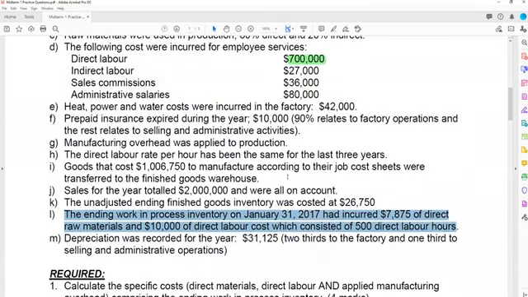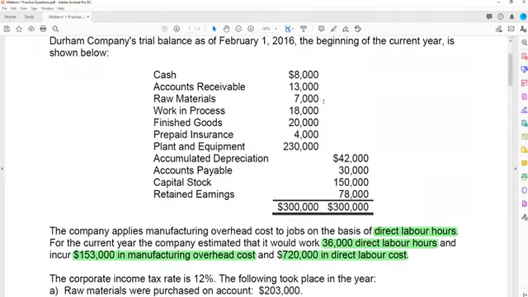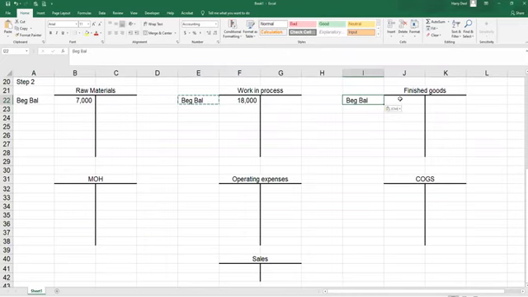Now, the inventory accounts had beginning balances, so raw materials 7,000, work in process 18,000, finished goods 20,000. So beginning balance, $7,000 for raw materials. Beginning balance for work in process, 18,000. And beginning balance for finished goods is $20,000.